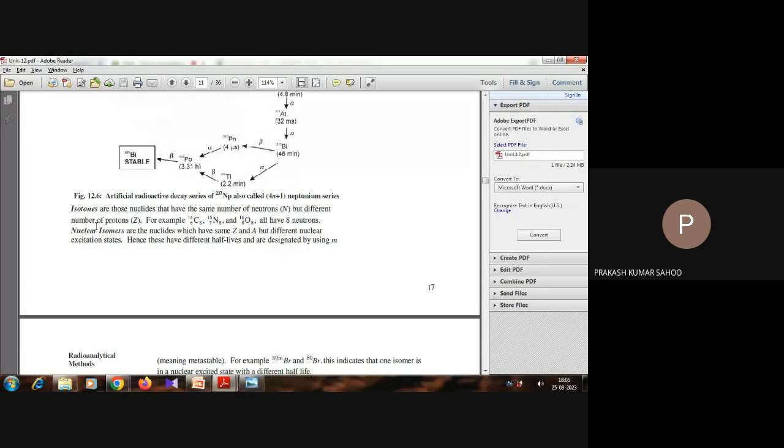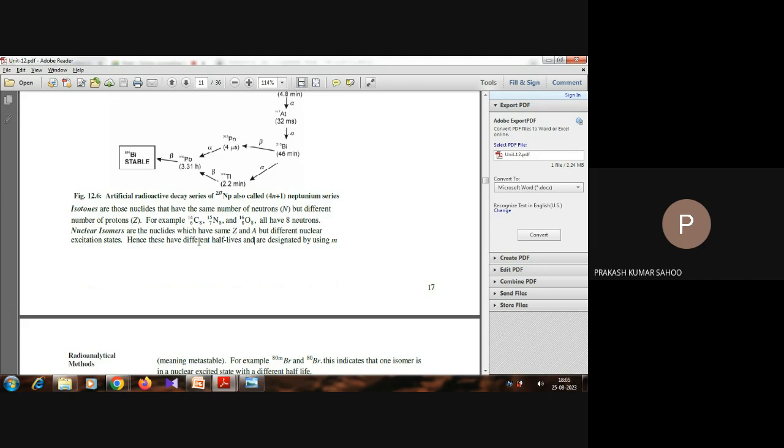Then we have isotones, that is another category of nuclide, which have the same number of neutrons. This is known as isotones. Like C 6 14, the number of neutrons is 8: 14 minus 6, it is 8. It is N 7 15, the number of neutrons is also 8. If it is oxygen 8 16, the number of neutrons is 8. That means when the number of neutrons is the same for different species, the different species are known as isotones.